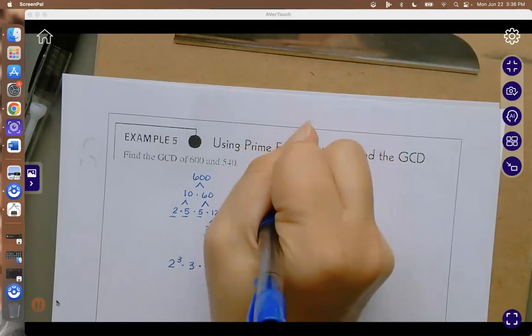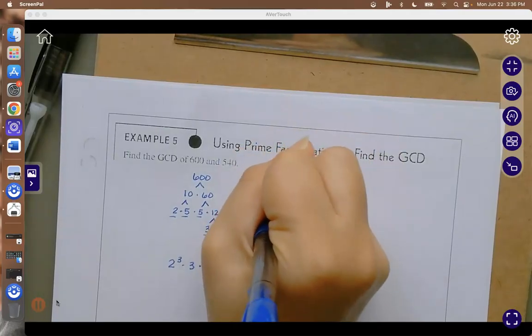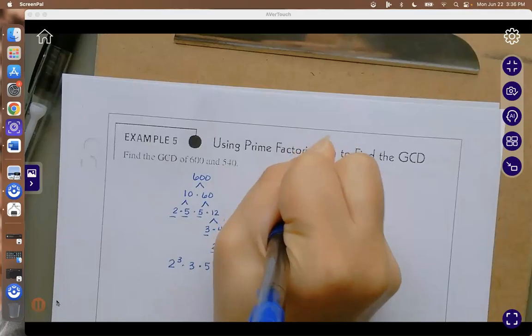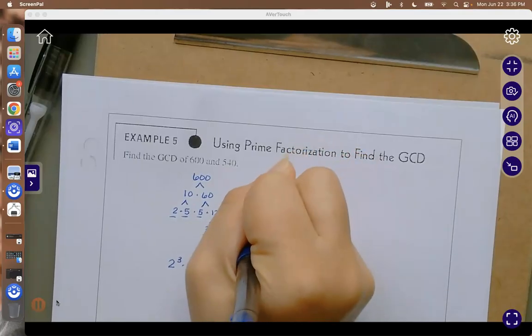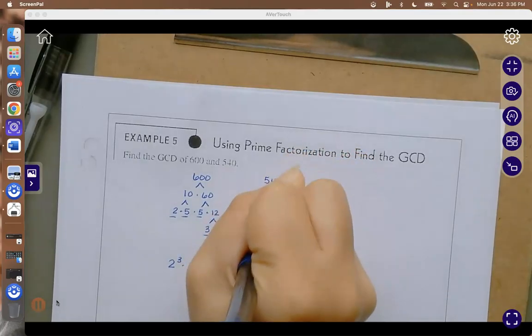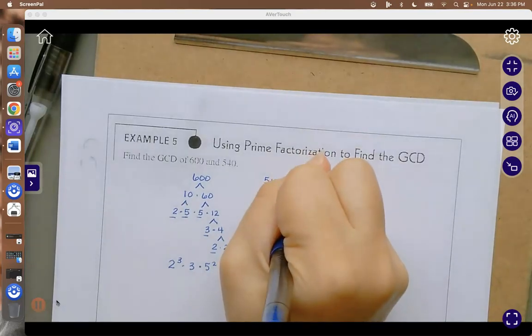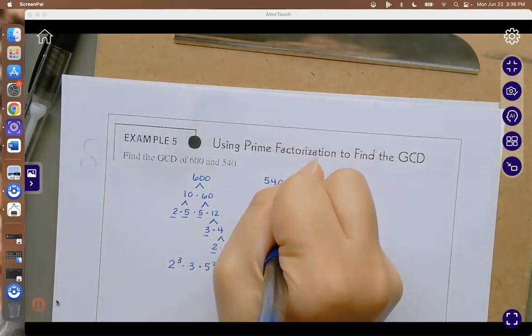So now when we do this one, we have 10 times 54. So this is 2 times 5. We can stop with those. 54 is 9 times 6.